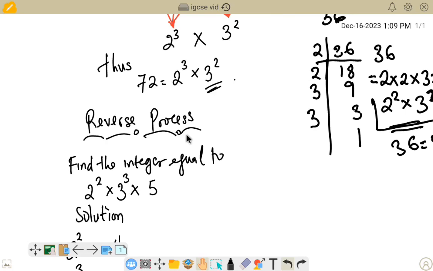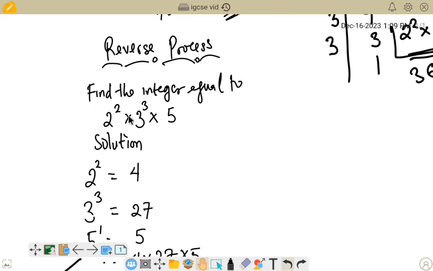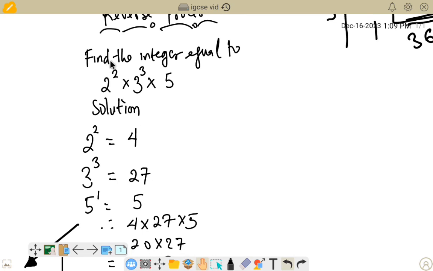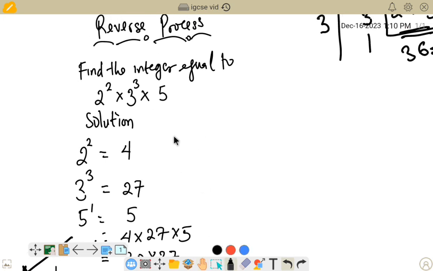You can also reverse the process. They might give you the number in the index form, and you have to get the original number. So it's pretty straightforward. So here you have 2 to the power 2 times 3 to the power 3 times 5. Now when you see a number like 5, a number standing on its own, like 5, 10, it means that the power at the top is 1, and an imaginary 1 is there.